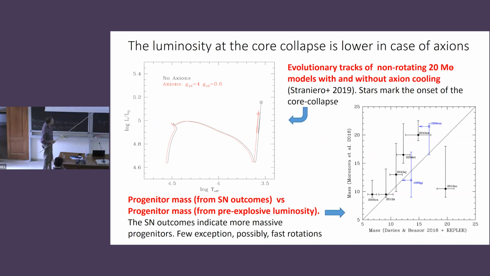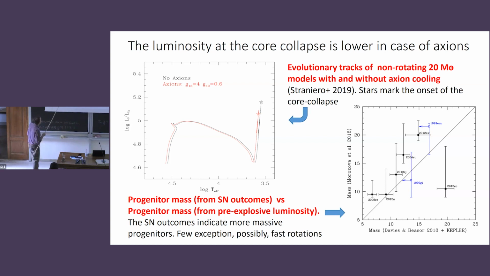Here you see the mass estimated from the color magnitude diagram, from the pre-explosive luminosity. And here the mass is estimated by using the supernova outcome. And you see that there is clearly a discrepancy between them. These kinds of objects are not a problem because fast rotation moves them in this direction. But what is different from a theoretical point of view is to explain by changing the standard physics, let's say, how to move them above.